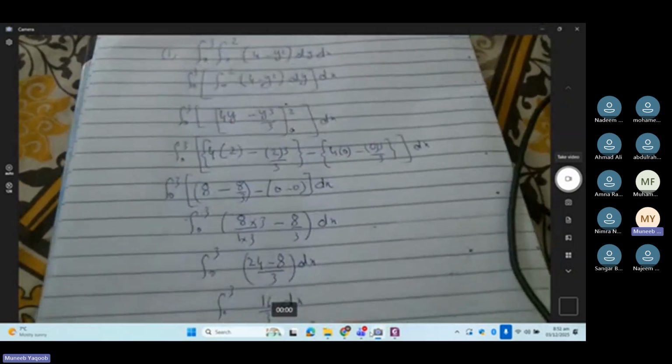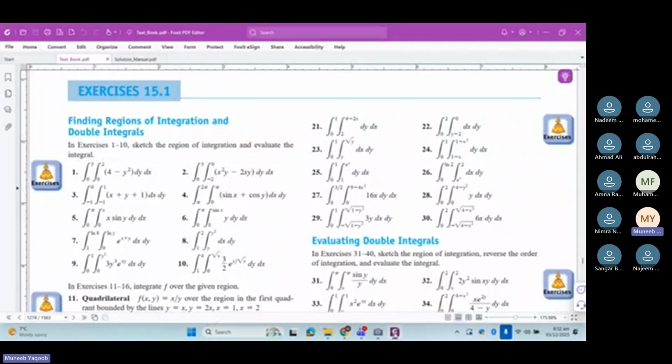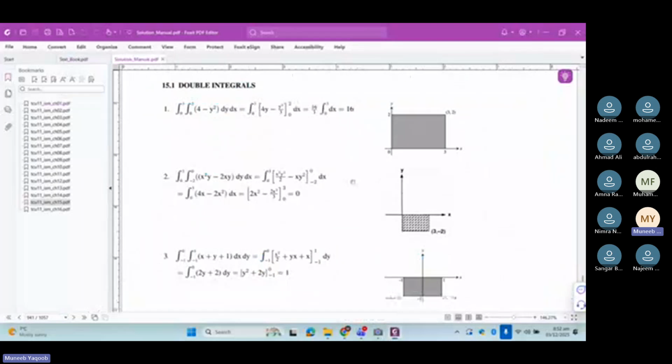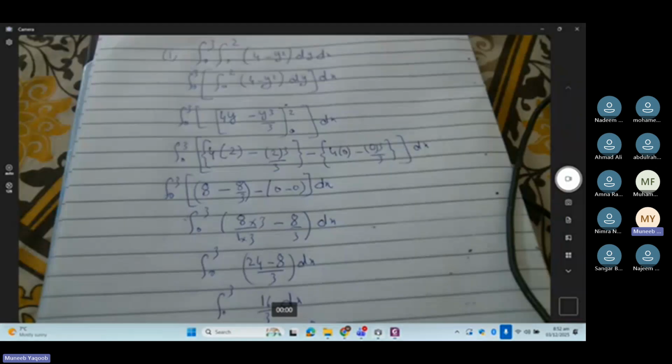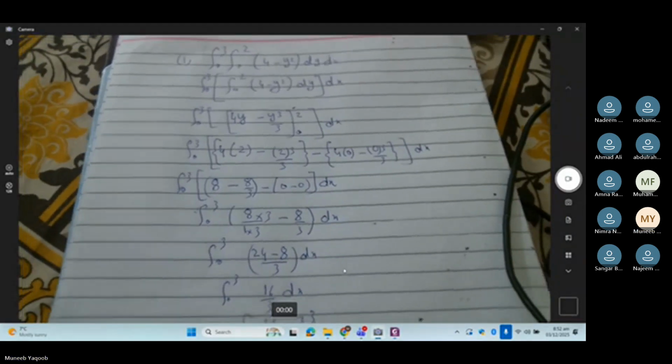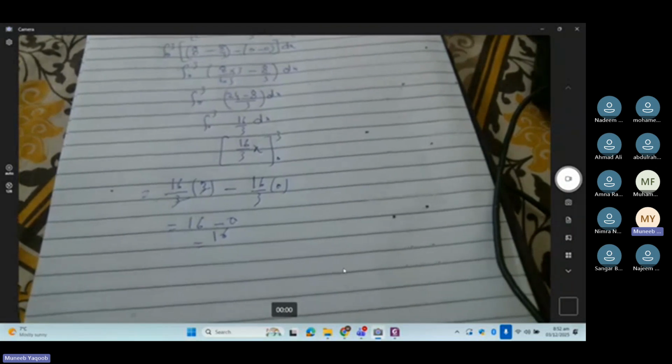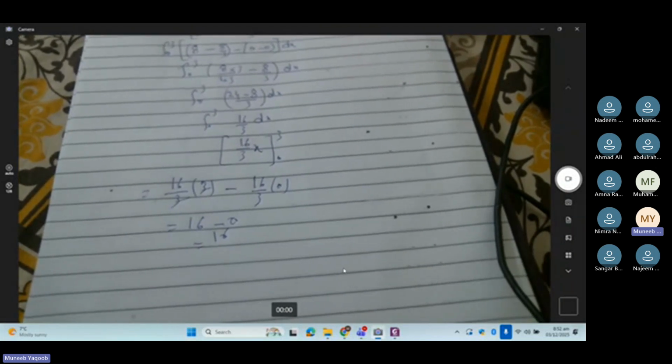So now we can confirm the answer from the solution manual. So if you open the solution manual, you can see that their answer is 16. Okay. And our answer is also 16. Okay. So it's a very simple thing to do.